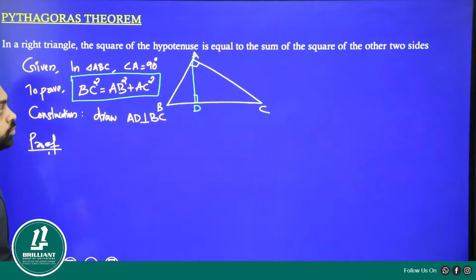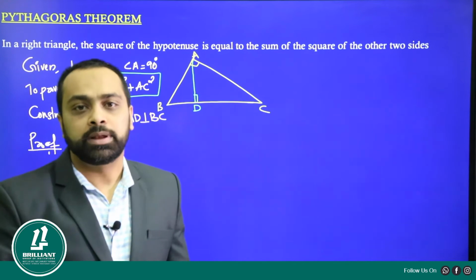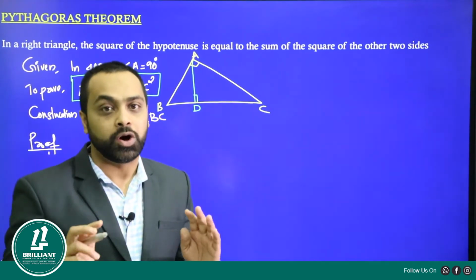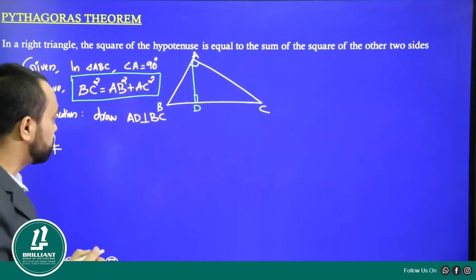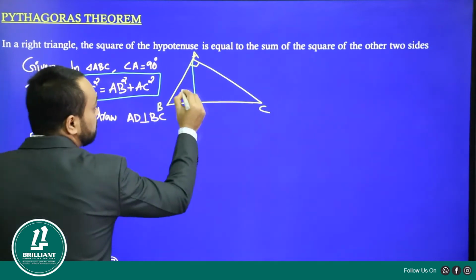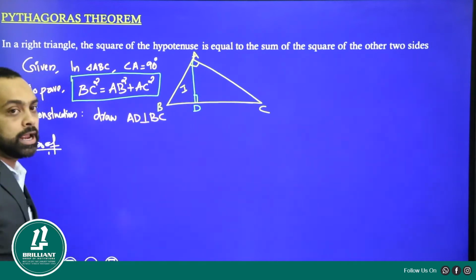I am considering two triangles. Remember once again, for proving the similarity, how to choose the triangle's order is very, very important. So let's see what triangles I am choosing. First one is this triangle and the outer triangle. Those two triangles I am considering.